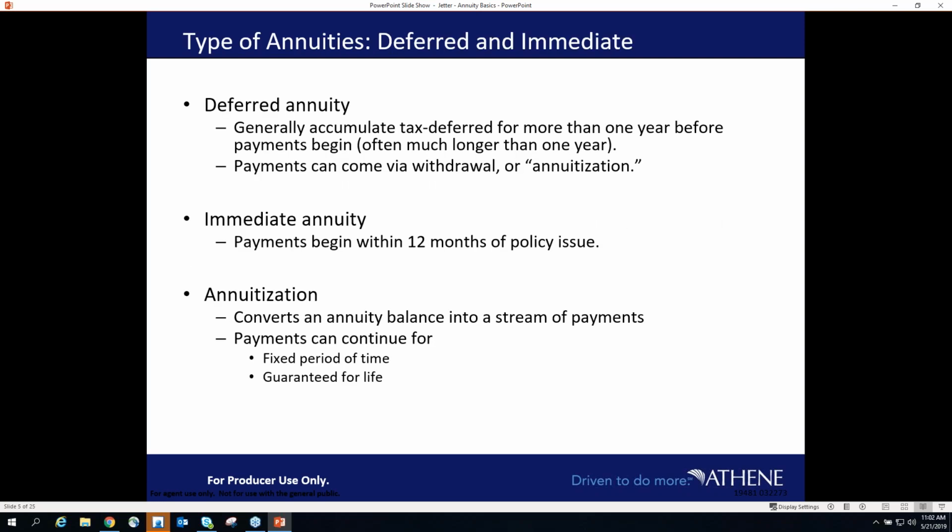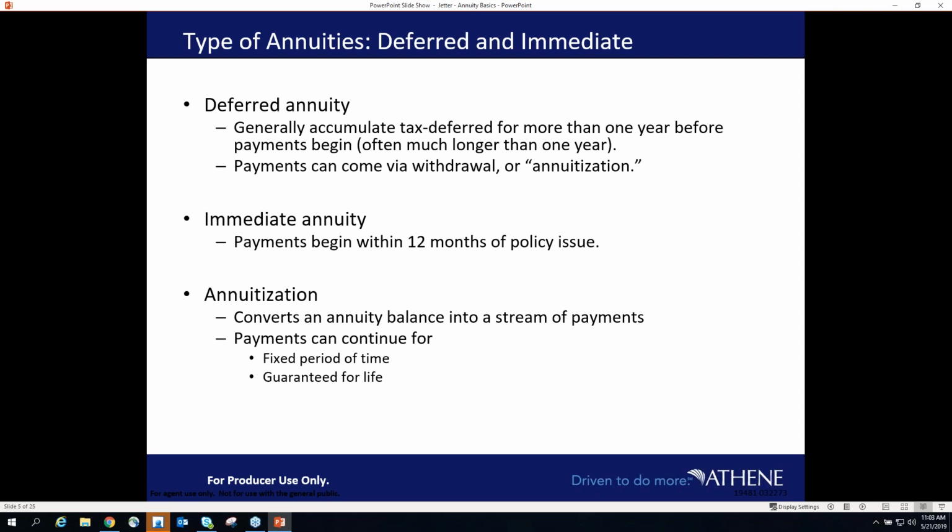The types of annuities available are deferred and immediate. Deferred annuities generally accumulate tax-deferred for more than 1 year before payments begin, often much longer than a year. A lot are 5, 10, 15 years. Some can be even longer than that. Payments can come via withdrawals or annuitization.